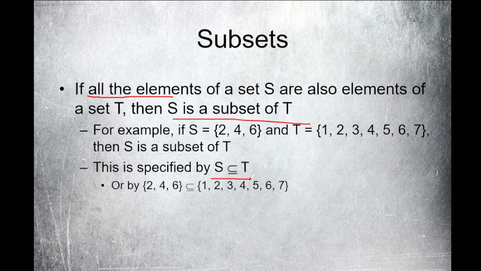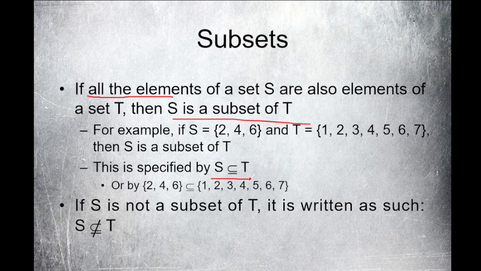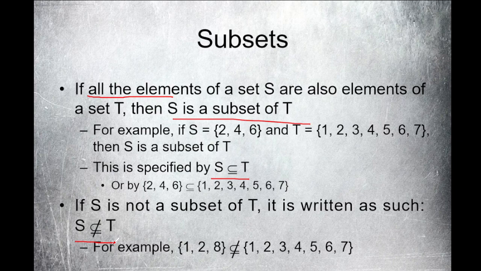Now if S is not a subset of T, then this can be written like this. We can utilize this notation. Okay, so here in this example below, you can see that 8 is not present in the other one. So we can say that this particular set is not a subset of this, because 8 is not present. Okay, so that is the case.